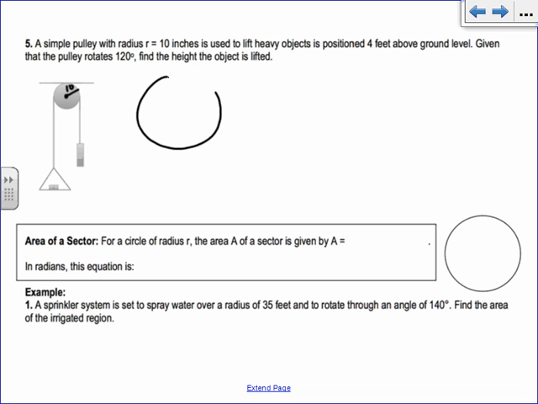Okay, so if we have this circle and we lift 120 degrees, we want to know how much this distance is right here. Does that make sense? Because when you're turning the pulley, that's how much the entire string or chain is pulling it. As you move, that distance is the same. So I'm going to do 120 over 360, and multiply by the circumference, 2 pi times r, which is 10 inches, because I'm moving it a third of that circle.